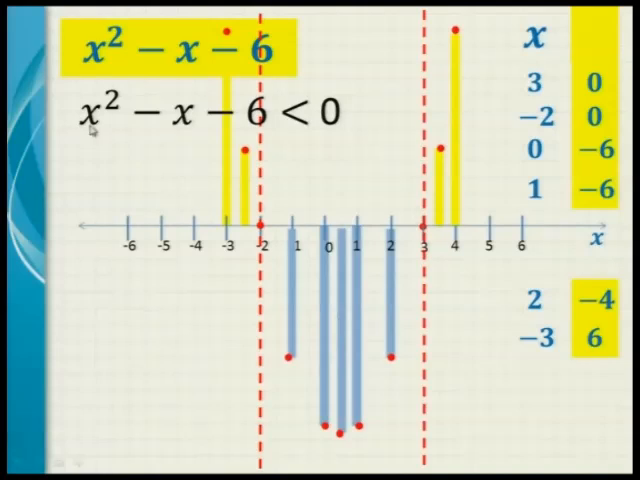So the answer to this question, what x values will give me a yellow box value, this whole expression, less than 0, are all the x values here. Are you with me? So when x is between 3 and minus 2, x must be greater than minus 2, this way, and less than 3.